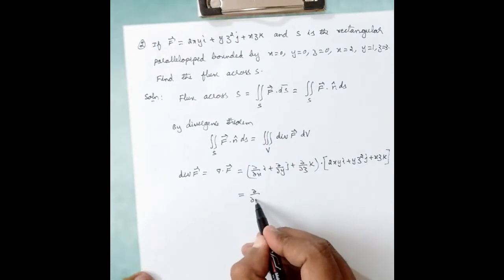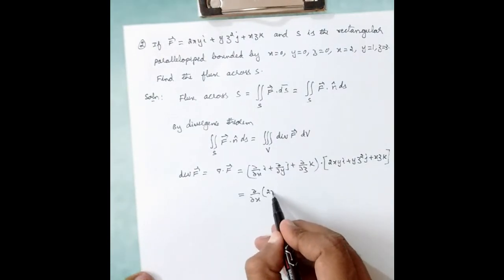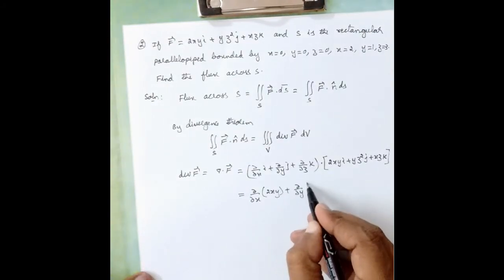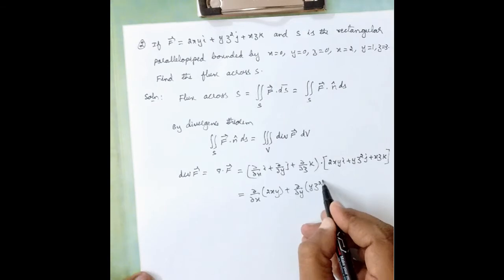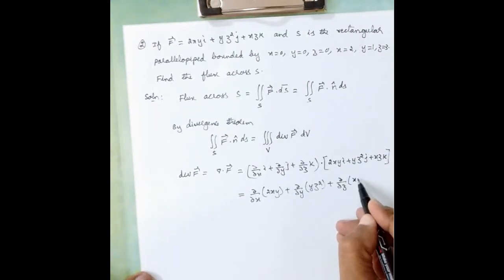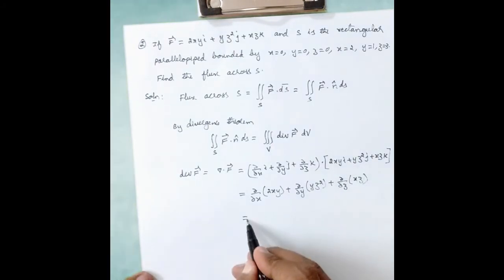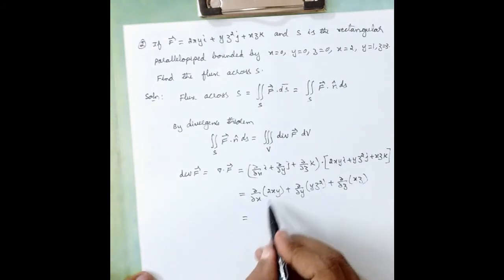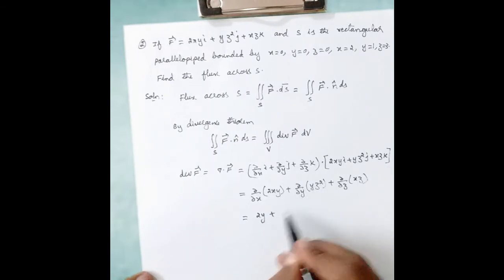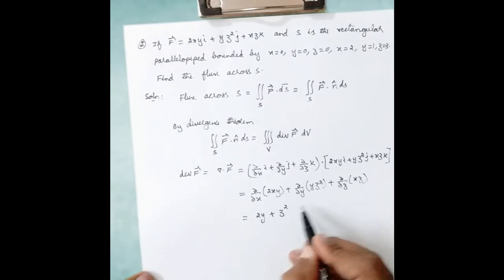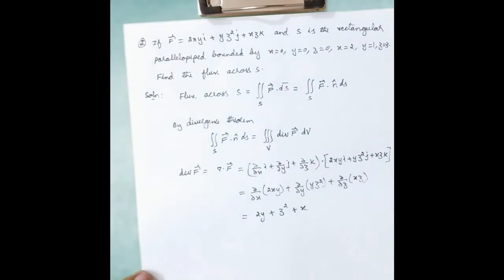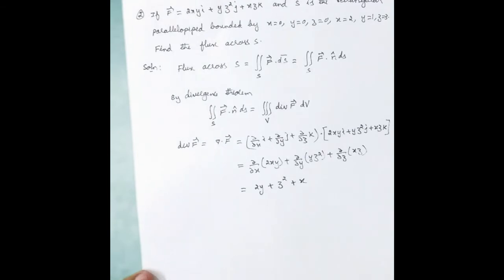i dot i will be 1, so we'll be getting dou by dou x of 2xy. Then j dot j will be 1, so we'll be getting dou by dou y of yz square. Then k dot k will be 1, we'll be getting dou by dou z of xz. So now if you differentiate with respect to x over here, you'll be getting 2y. If you differentiate with respect to y, you will just be getting z square. If you differentiate with respect to z, you will just be getting x. So we got the divergence of vector f.